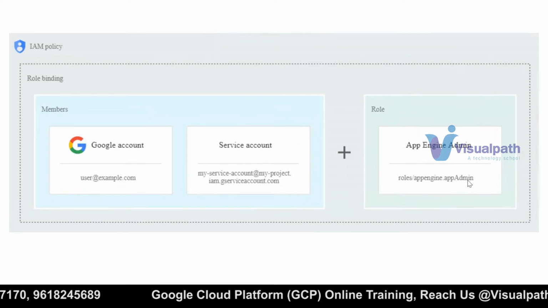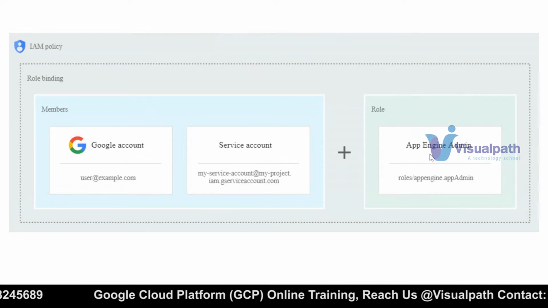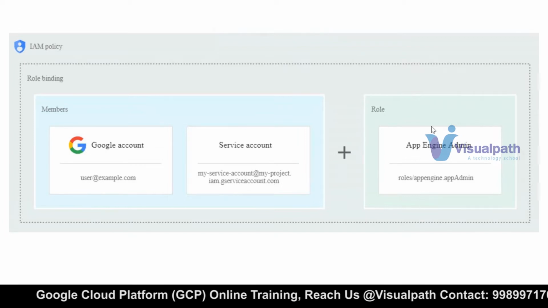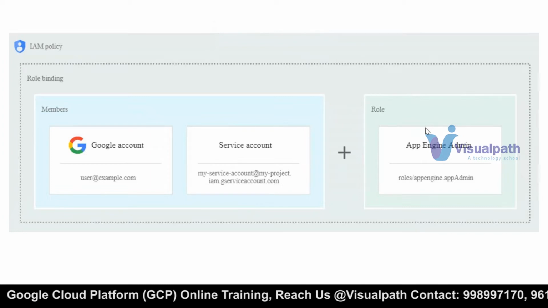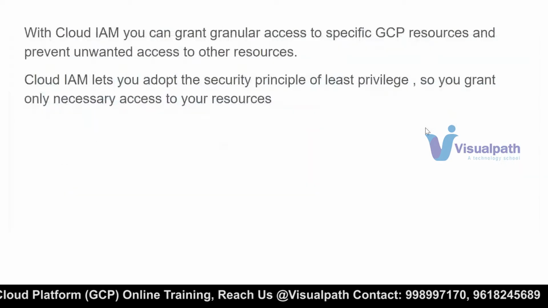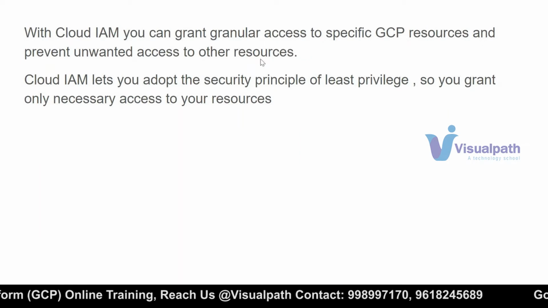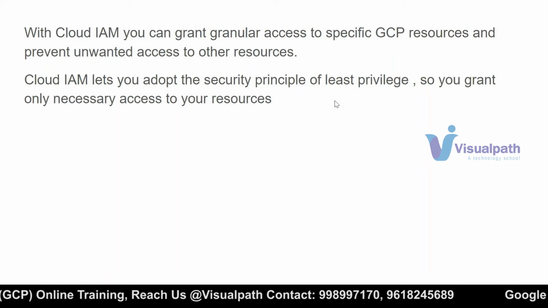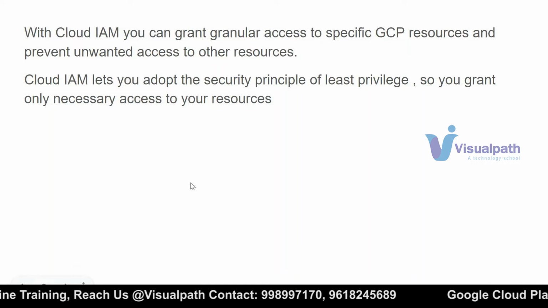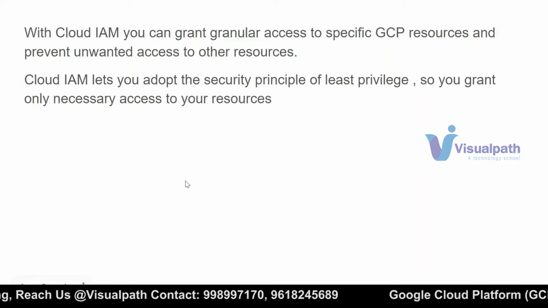Even within one particular service, like Compute Engine, we might have different roles, starting from administration to just logging access or downloading the logs. We'll see that one. So what is Cloud IAM? You can grant granular access to specific GCP resources and prevent admin access to others. The best practice is to give the least privilege access to users or other team members. Otherwise, it will lead to security issues.